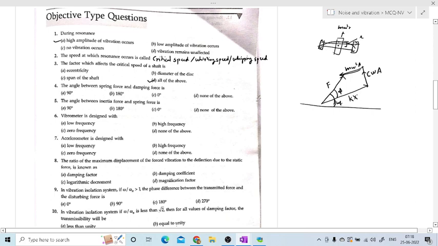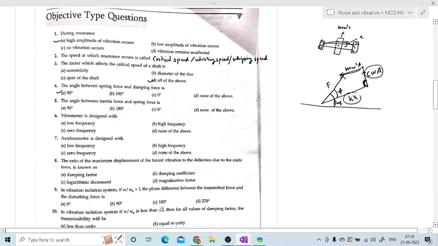See, this kx is the spring force, and c omega A, c means damping coefficient, so this must be a damping force. Look at the angle between them. This angle is 90. Okay, so the answer is 90. So if you know this graph, then you can easily write the answer for these questions. This is the graph which is plotted from the differential equation.